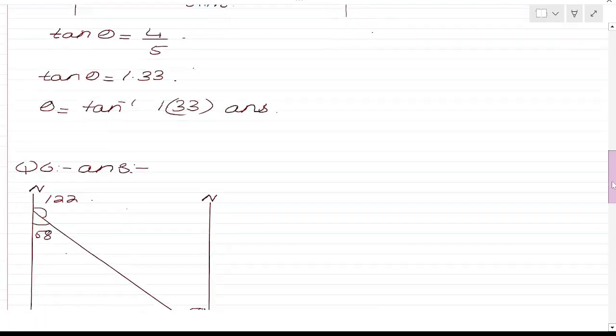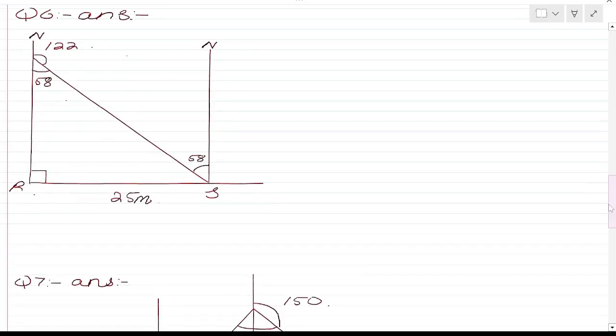Okay. Moving on to question number 6. Rayan spots a snake directly north from his location. Sarim is 25 meters east of Rayan and spots the same snake. If the bearing of Sarim from the snake is 122 degrees, how far is Rayan from the snake?